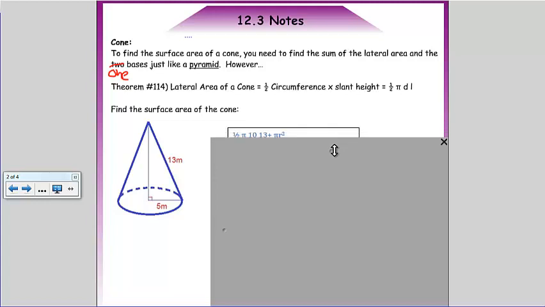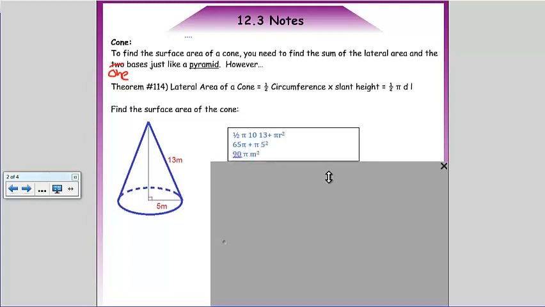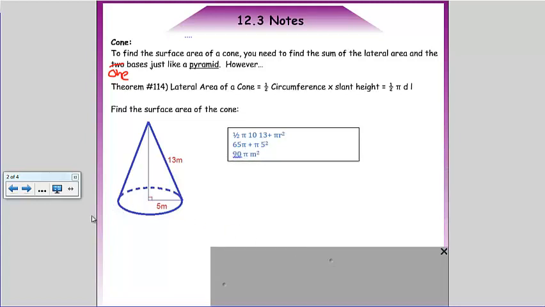Okay, so we're going to work our way through it. So lateral area will be 1/2 times pi times 10, because that's the diameter, times 13 plus pi r squared, with 5 for our radius. We're just going to work our way through, and we're going to end with 90 pi square meters. So that would be the cone.